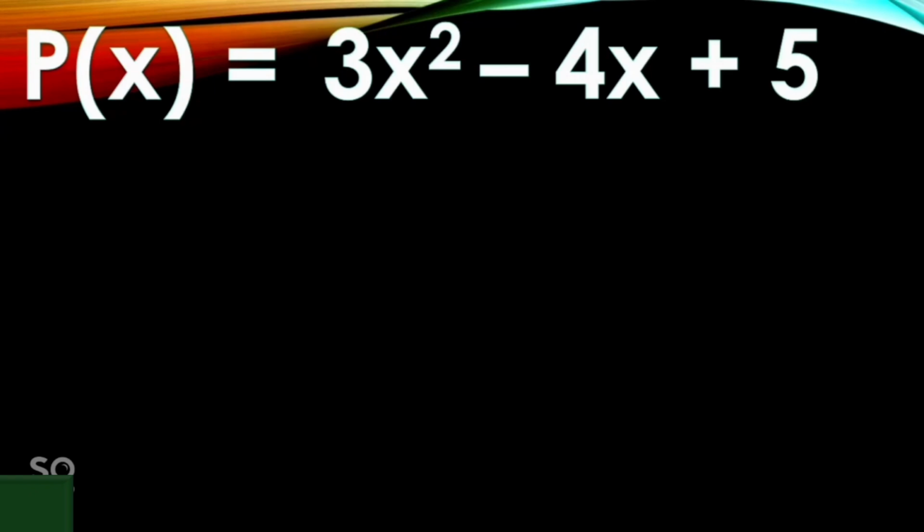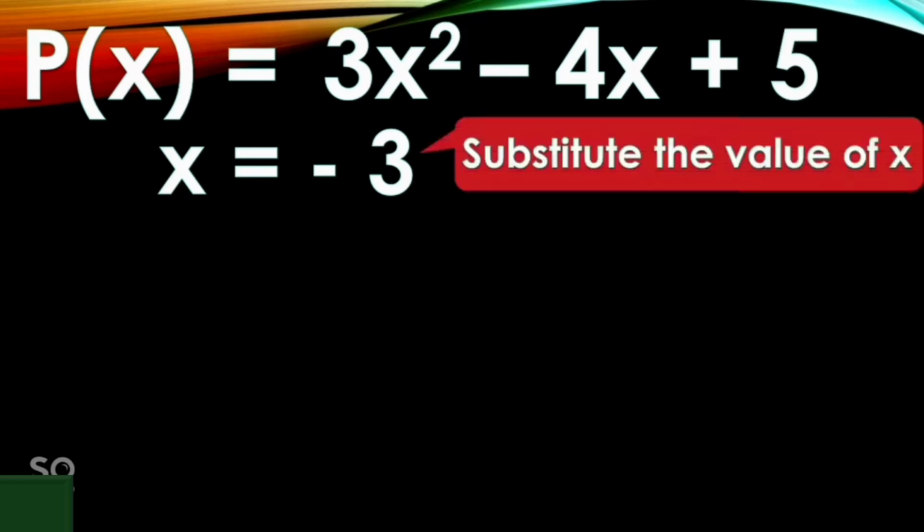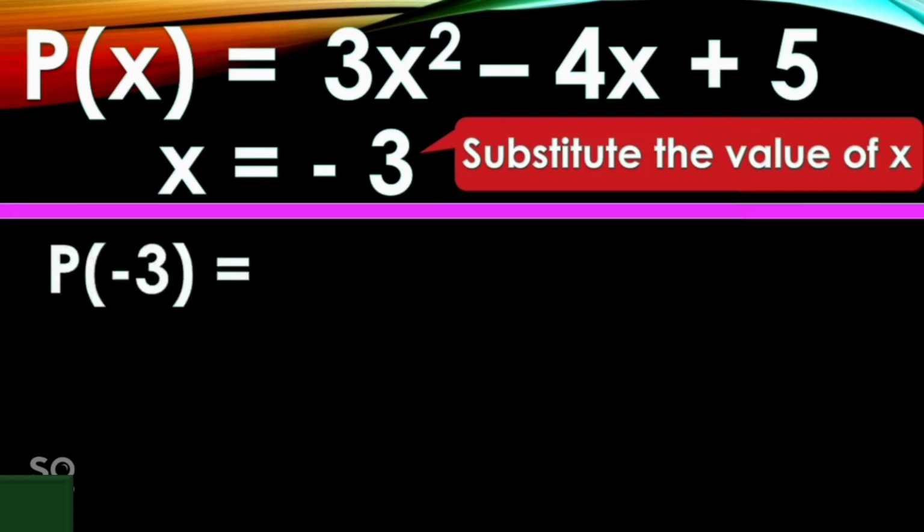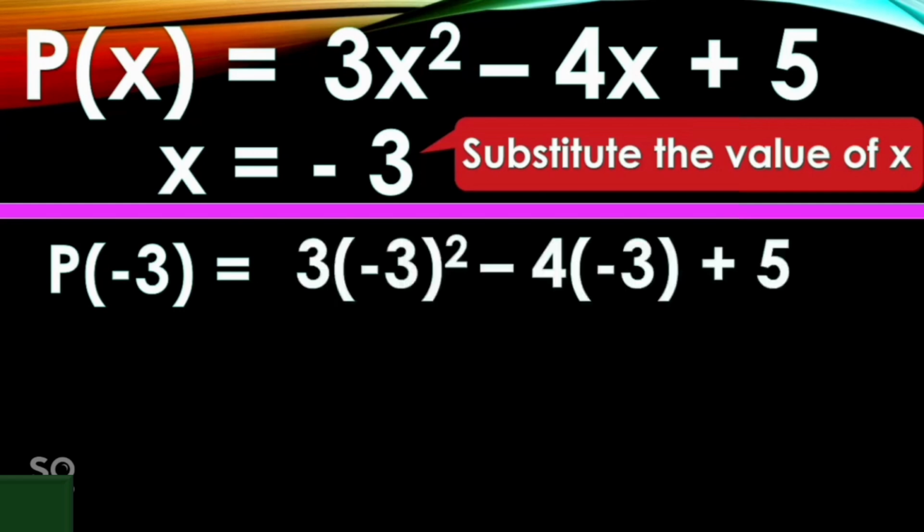So that is what we will substitute into our polynomial, 3x squared minus 4x plus 5. Again, the value of our x is negative 3. So, meaning, to get the remainder, we replace every x by negative 3. Now we have p of negative 3. Next, we have 3 times negative 3 squared minus 4 times negative 3 plus 5.